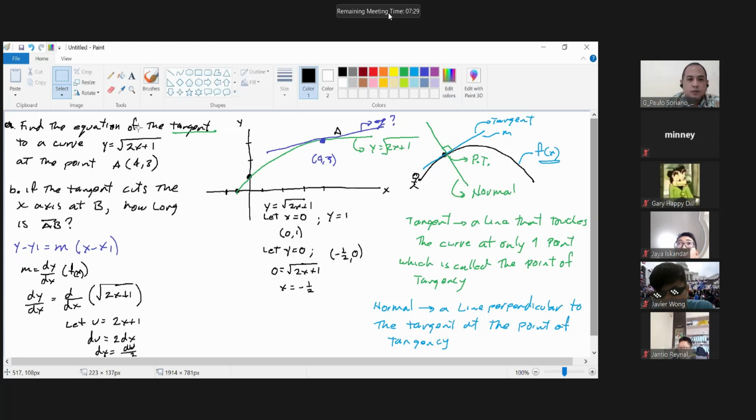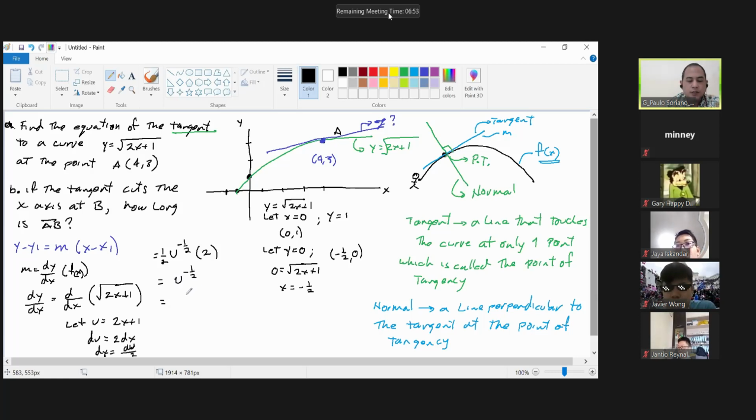So let u be the inside, and y the whole. This one should become 2x times half u raised to negative 1/2. Then that's 1/2 times 2. Am I correct? Yeah, should be. After this one, we will now get this and this will cancel, so we will get u raised to negative 1/2.